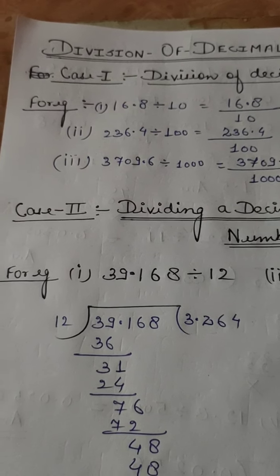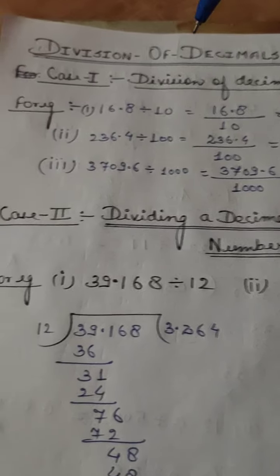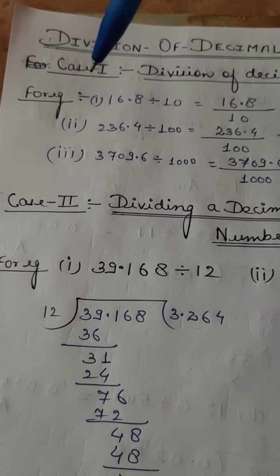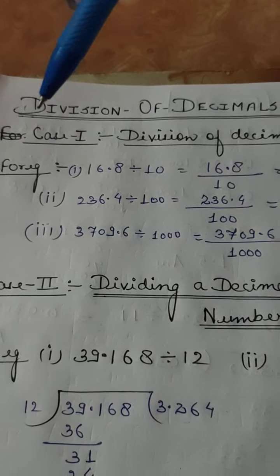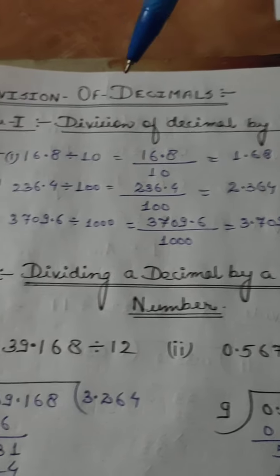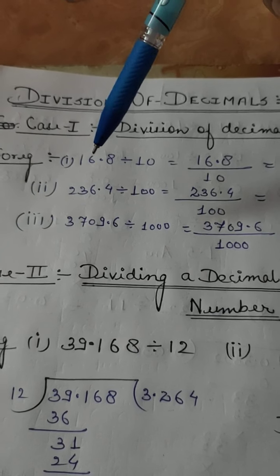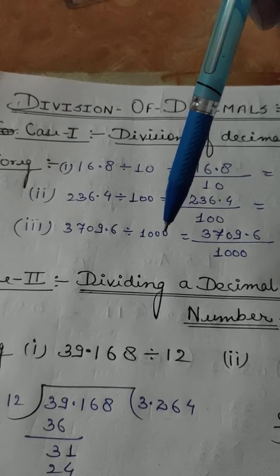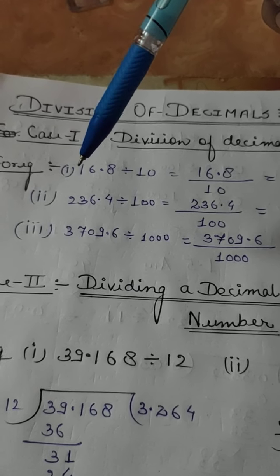So moving forward, we will start the next topic, that is division of decimals. Division of decimals is also classified into three cases. Let's understand each case one by one. The first one is division of a decimal by 10, 100 and 1000. Here, with the help of examples, I have shown that when a given decimal is divided by either 10, 100 and 1000, then the decimal moves towards the left side.